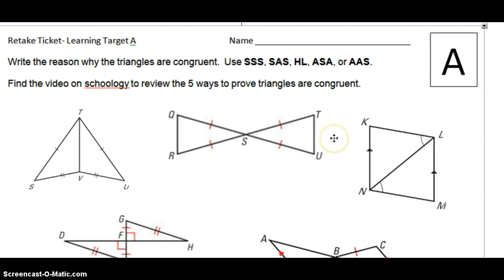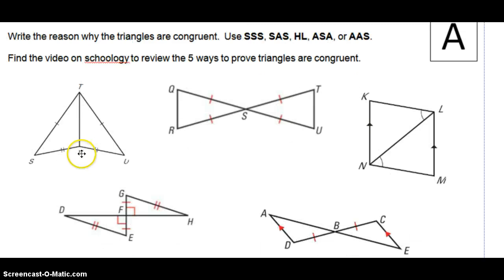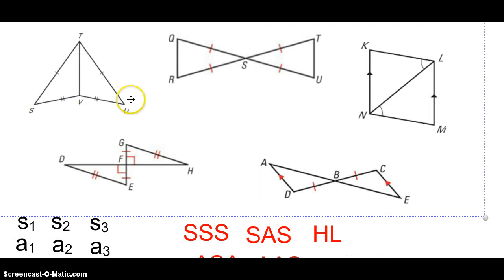Now, the first step to any level, whether it's a C level, B level, or A level, is to identify what you know and then what you are going to be able to do with that. So I'm going to take a look at this first triangle here, and I like to label them with S's and A's, S being side and A being angle. We could have as many as 3 congruent sides. Probably not going to have 3 congruent angles, but maybe 2 congruent angles, and so I will label them with these letters.